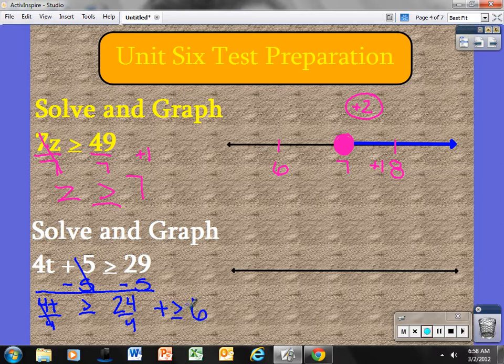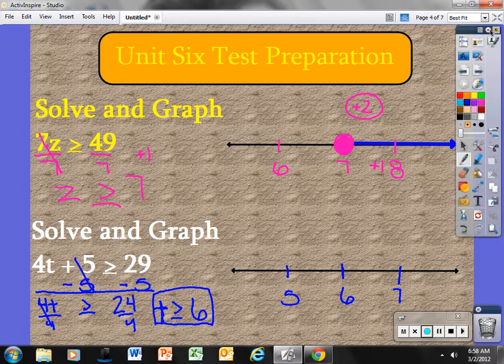Remember, this is what I'm going to graph, not this. The final, once I evaluated and solved for t, this is what I am graphing. So I will come over here. It says t is greater than or equal to 6. I will put a 6 here. I will put one number larger than 6, which is 7. One number smaller than 6, which is 5.